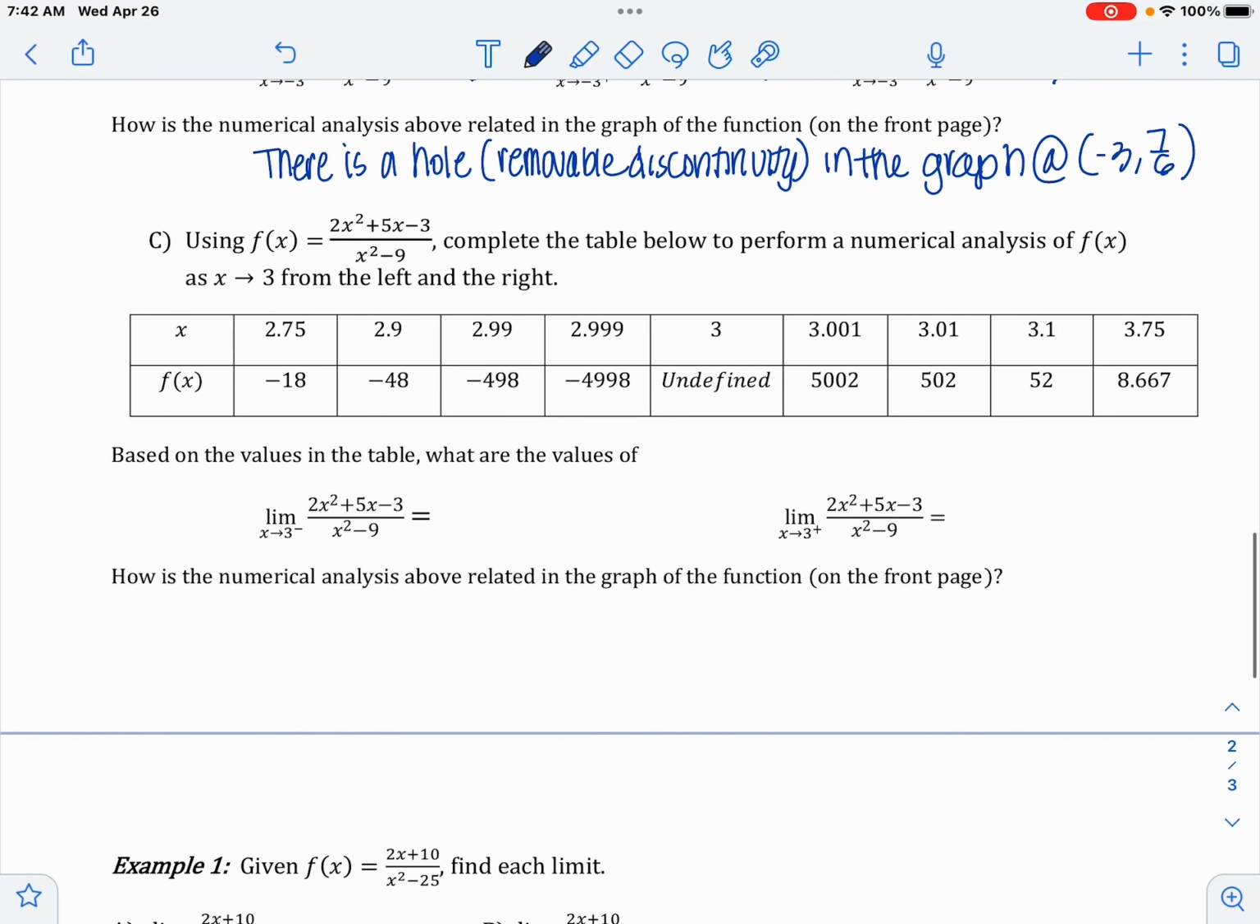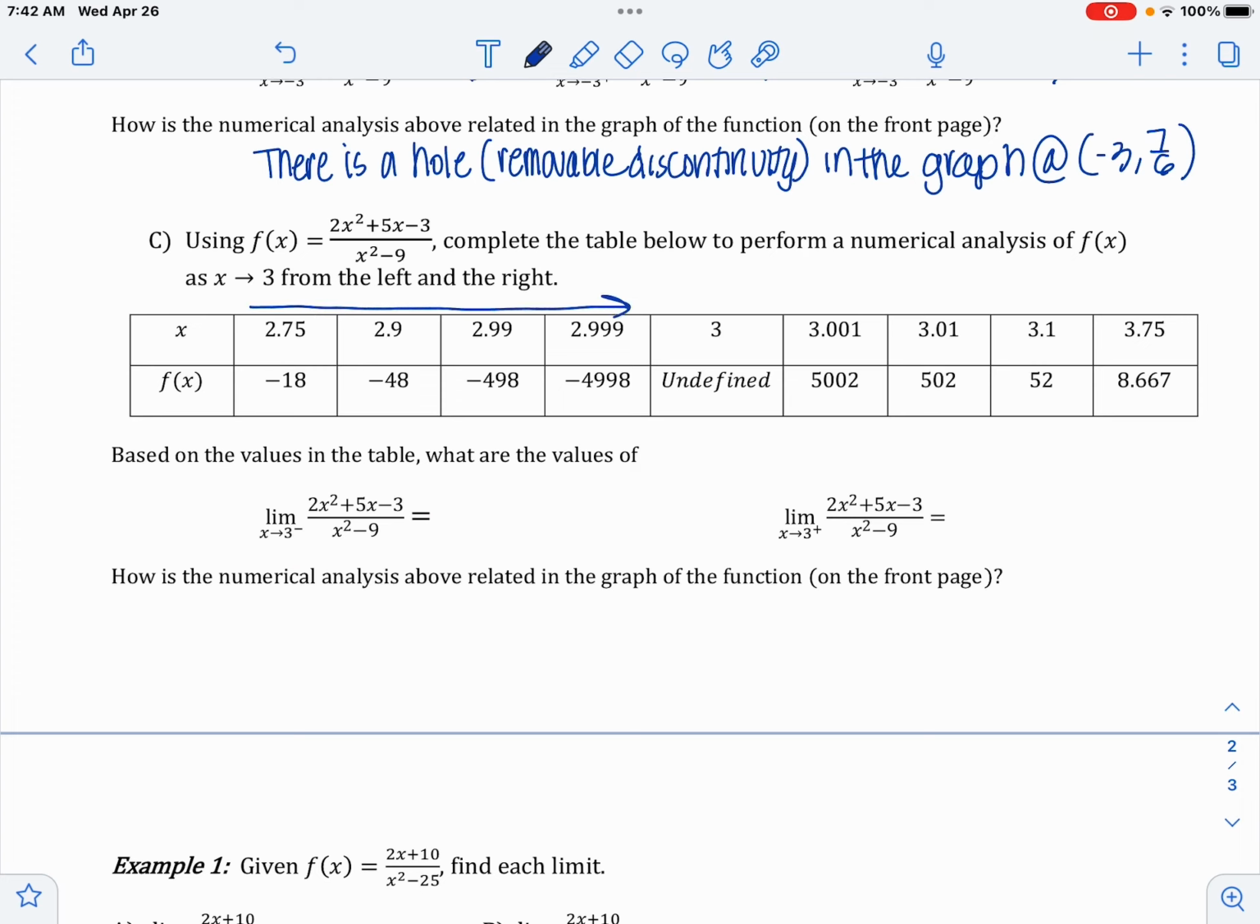All right, last one to look at. So using f of x and the same graph, complete the table to perform a numerical analysis of f of x as x approaches 3 from the left and the right. So this says find the limit as x approaches 3 from the left, and the other one is from the right. So let's approach 3 from the left.